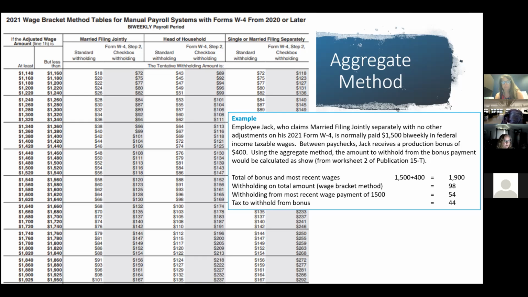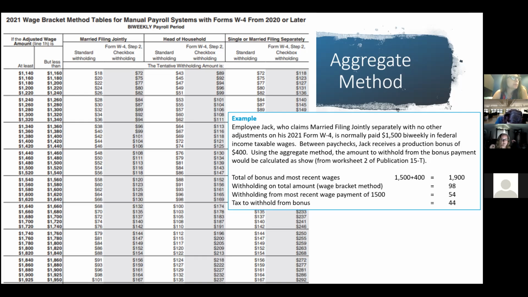Okay. All right. So example, Jack, who claims married filing jointly with no other adjustments on his 2021 Form W-4, is normally paid $1,500 biweekly in federal income taxable wages. Between paychecks, he receives a production bonus of $400. Using the aggregate method that we just talked about, we're going to figure out how much tax we're going to withhold from the bonus.